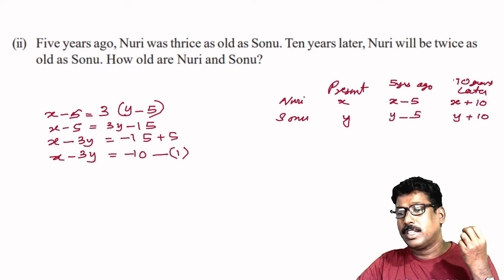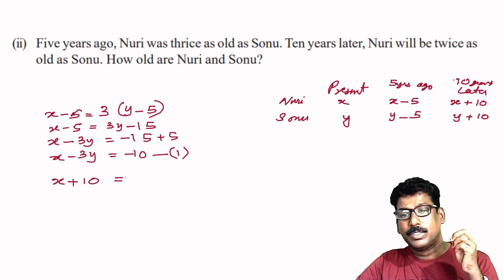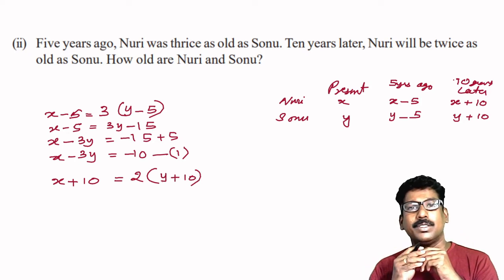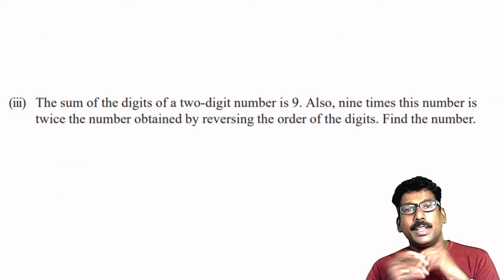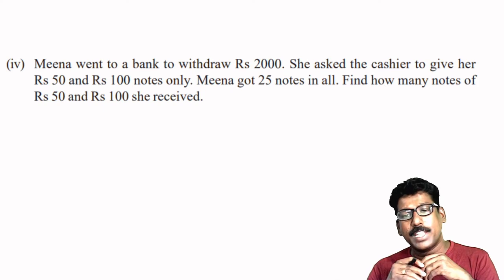10 years later Nuri will be twice as old as Sonu. 10 years later means x plus 10. Nuri will be twice as old as Sonu, twice as y plus 10. Simplify and find out the second equation, then solve it. Here again is a digit problem that we already discussed. Do it yourself. This is the next question.